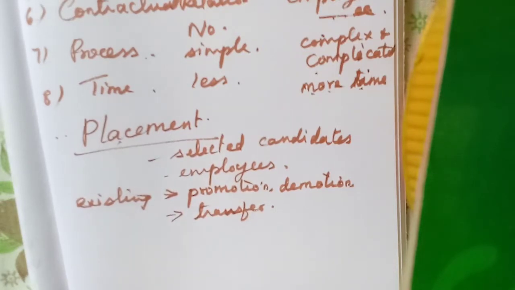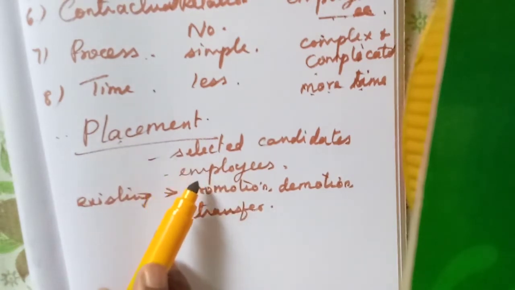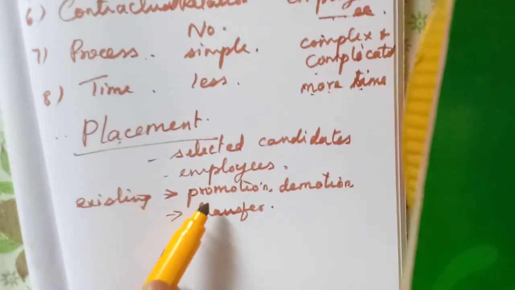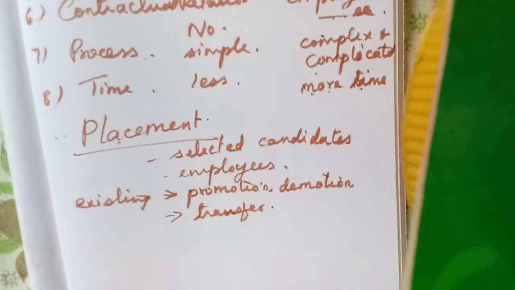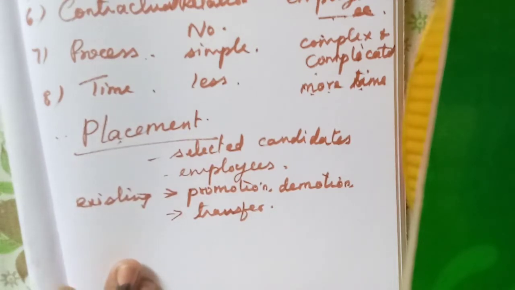Either the new employees will be placed in a particular job, or the existing employees will be promoted, demoted or transferred to any other job in the same organization. That is called placement. In simple words we can say placing the right man in the right job is called placement, or assigning one particular job for a particular person, for the selected candidates. In different words we can say.